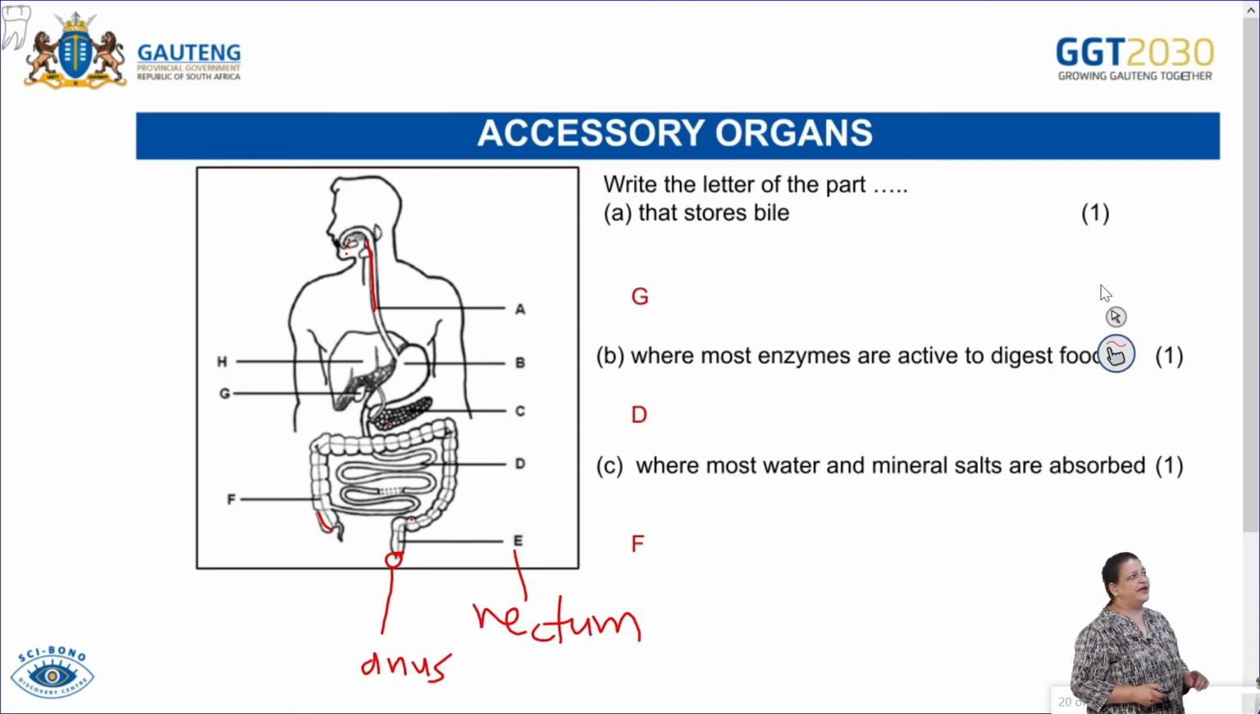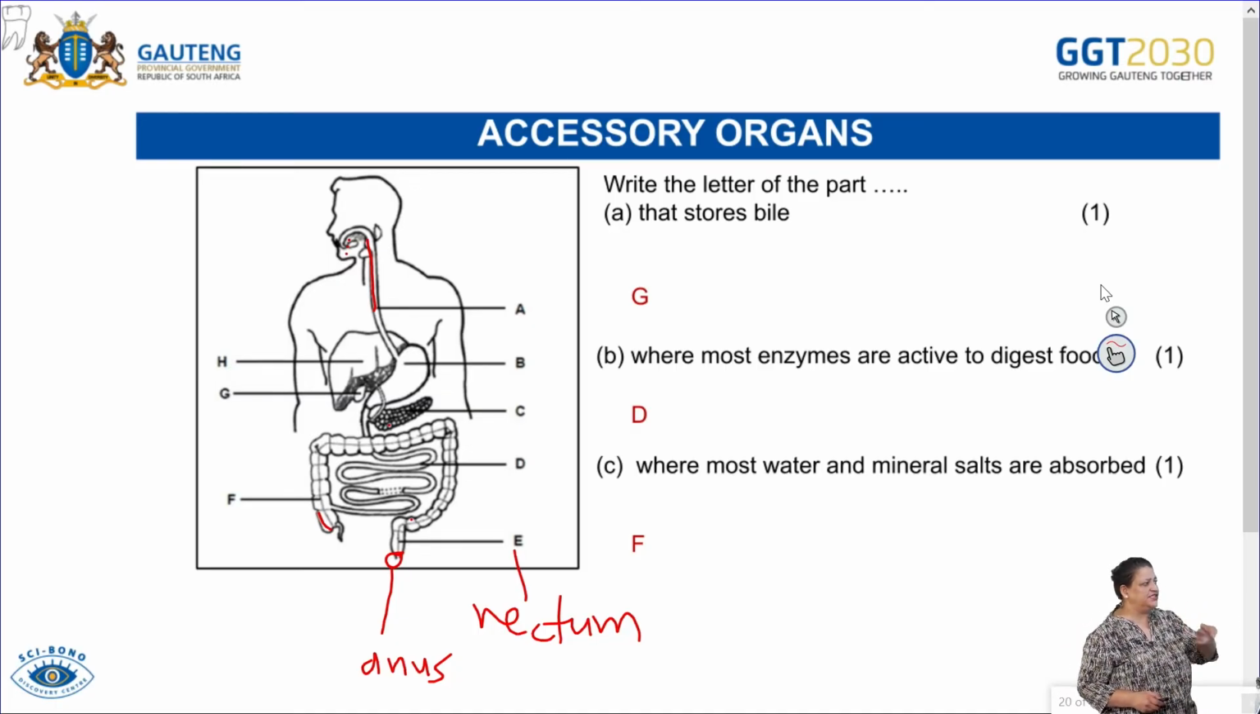Write the letter of the part that stores bile. You look for the gallbladder. And they're asking for the letter, so you don't say gallbladder. You give the letter of the gallbladder. That is G. Write the letter of the part where most enzymes are active to digest food.